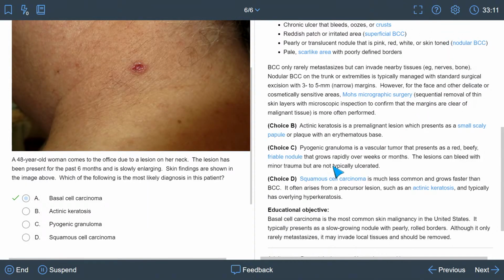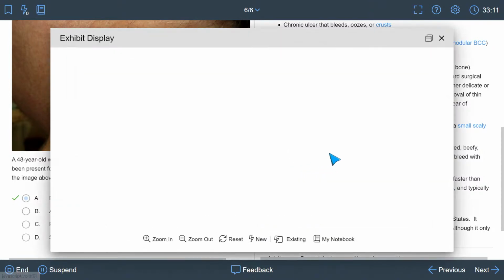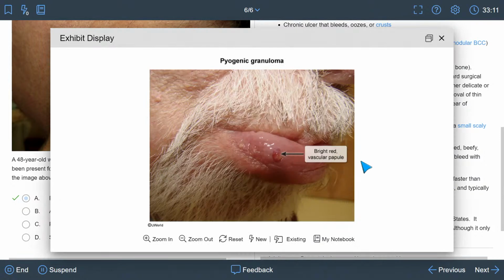Okay. So choice C, pyogenic granuloma. Those are vascular tumors that present as a red, beefy, friable nodule that grows rapidly over weeks to months. Those lesions can bleed with minor trauma, but are not typically ulcerated. And this is going to be what that area looks like. Bright red, vascular, kind of on this patient's lip area. Looks a little different. There's no ulceration there.